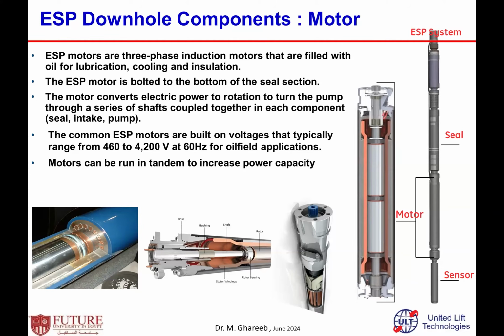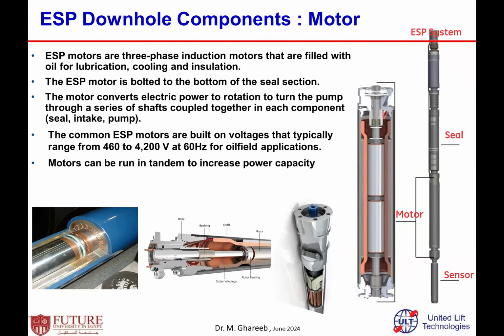The ESP motor connects to the bottom of the seal by bolting, not threading. There is a flange at the bottom of the seal and a flange at the bottom of the motor, bolted to each other. Mainly the motor converts the electric power fed by the cable into rotation, which rotates the pump through a series of shafts from the motor up to the pump.